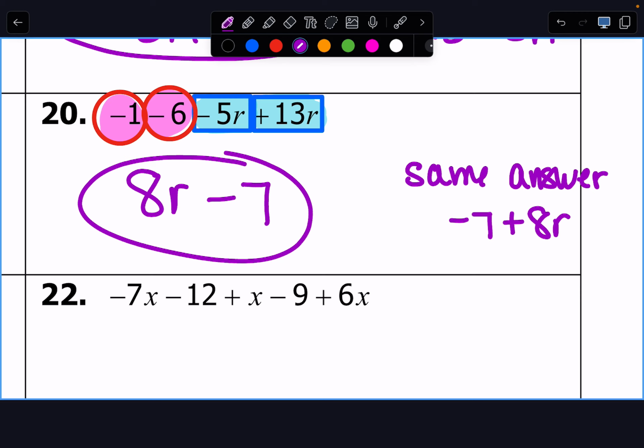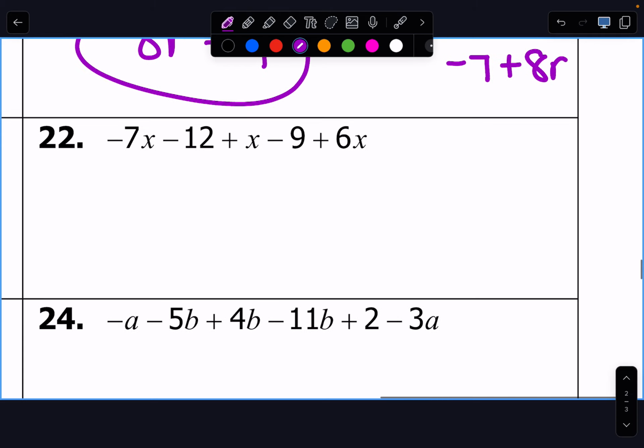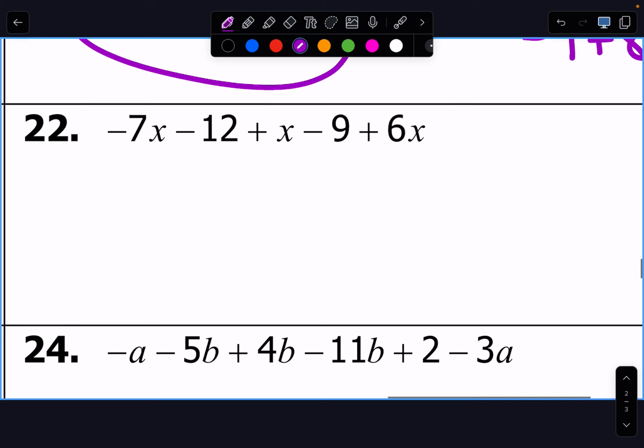Okay? I'm feeling like you can try number 22 without me. I think you can do that. Do number 22. Check in with your neighbor to see if they got the same thing.